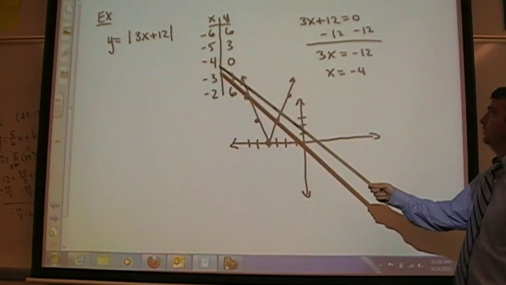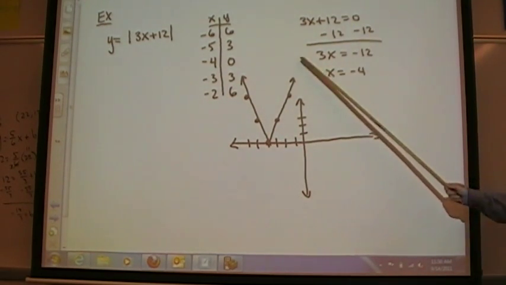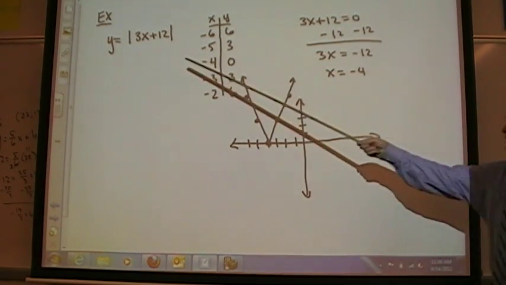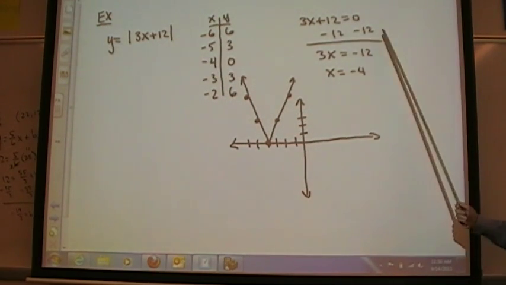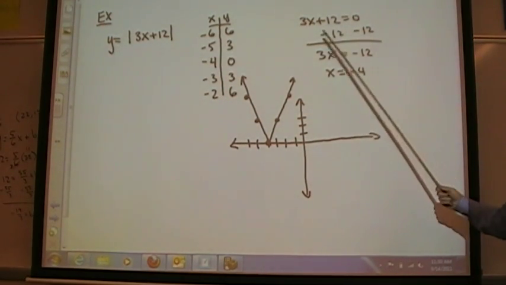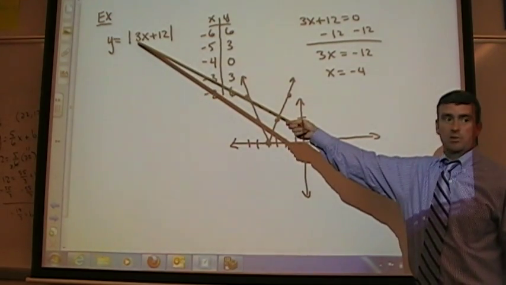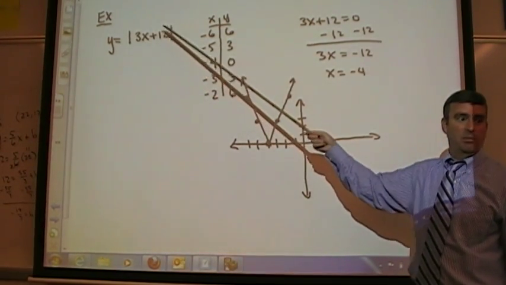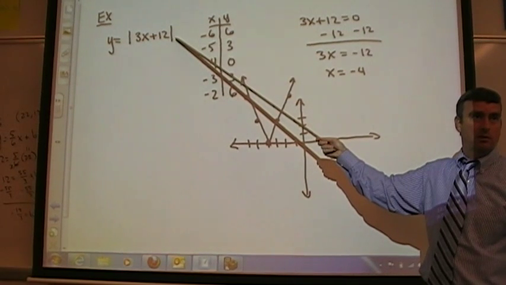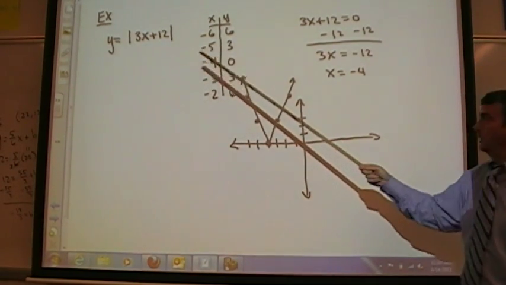So all I do, and this is what I was showing over here, if you can't look at it and tell the x coordinate is negative 4, this is what we do. Okay. Then just plug in negative 3. What's negative 3 times 3? Negative 9. Negative 9 plus 12 is 3. What's the absolute value of 3?